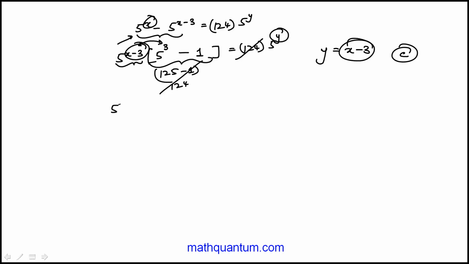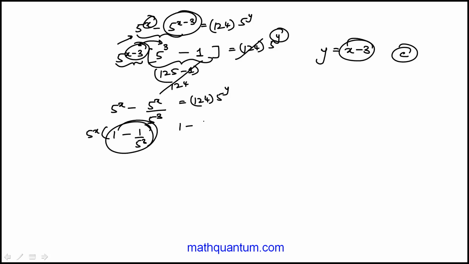The other thing that most students are probably going to do is to rewrite this as 5 to the x over 5 cubed. And at this point, you still want to factor it. And then that piece is 1 minus 125, which becomes 124 over 125. So you'll see eventually, it's all the same. It's just a matter of which method you're comfortable with.